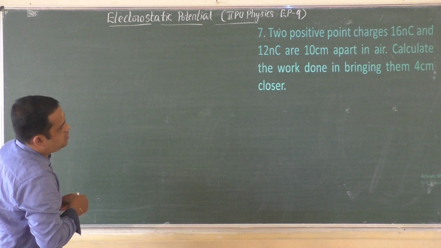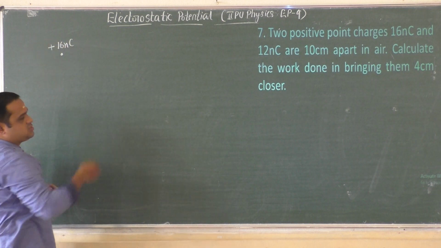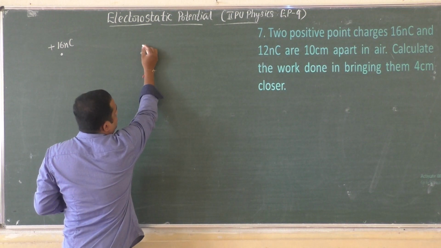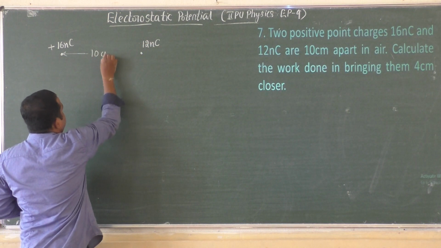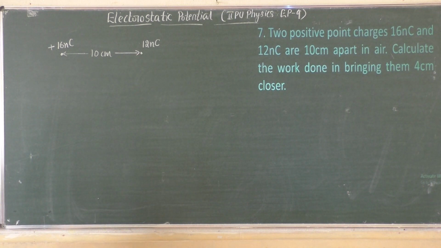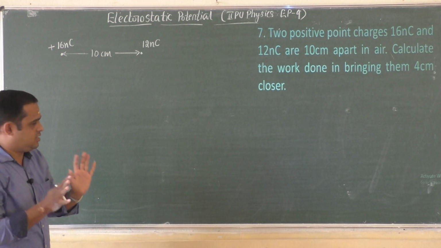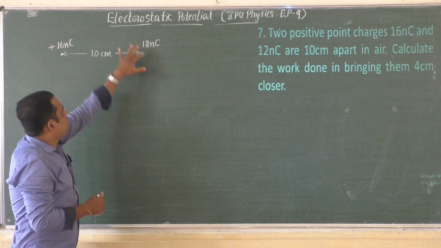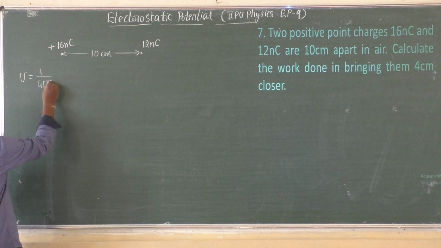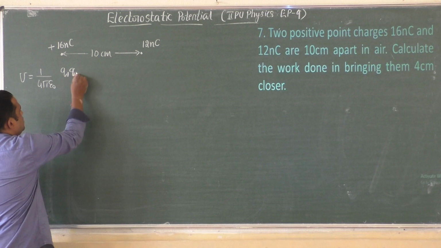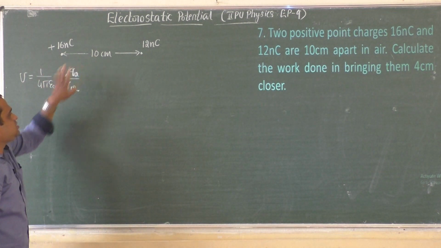Now let us consider the first case. Positive charges 16 nanocoulomb and 12 nanocoulomb are separated by a distance of 10 centimeter. Distance between these two is equal to 10 centimeter. Now it is the system of two charges. There is no external electric field. For this configuration, we can calculate the potential energy using the formula. Potential energy of system of two charges is given by 1 by 4 pi epsilon naught Q1 Q2 divided by R12. Okay, we can calculate the potential energy using this formula because it is a system of two charges.